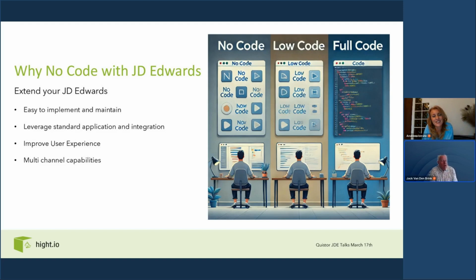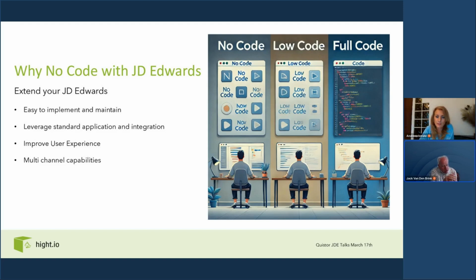What we still know, we have full code where we are really creating the full code. We have low code where we still are using partly coding to do things, and we have no code where the intention is to have applications where we can really drag and drop as a business analyst to create the applications. And this is why we think no code would be interesting for JD Edwards customers. It's easy to implement and maintain. We leverage a standard application integration with AIS and orchestrations, and it will really help your user experience.